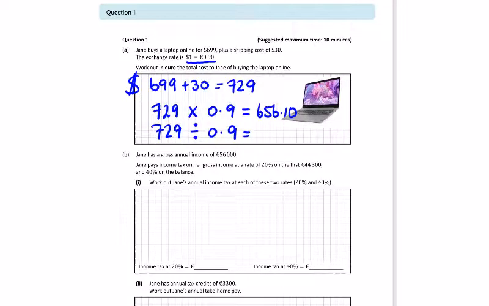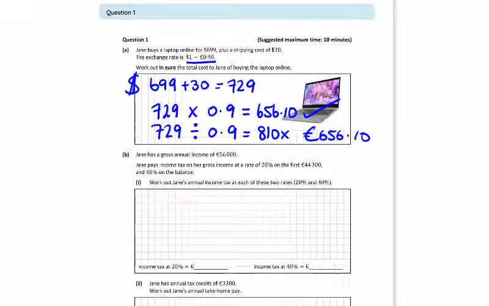And if you divide by 0.9, it's going to be more. So 810 would be the answer. So the correct answer is 656 euros and 10 cents. 656.10. Just put a tick beside it and put an X beside that. The examiner will know exactly what you're doing.